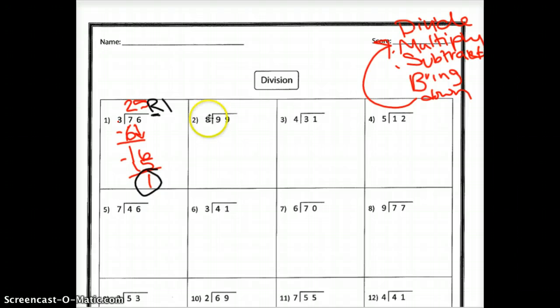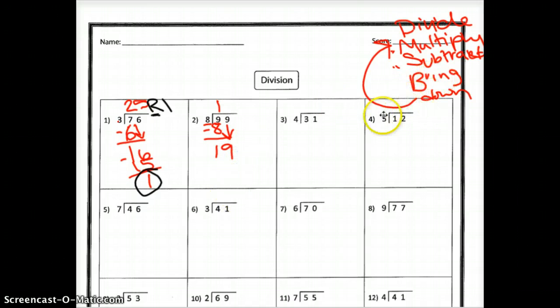Alright, let's look at number 2. I have 99 divided by 8. So start with 9 divided by 8. How many times does 8 go into 9? That is 1 time. Then I multiply. 8 times 1 is 8. My next step, number 3, is to subtract. 9 minus 8 is 1, and then I bring down.